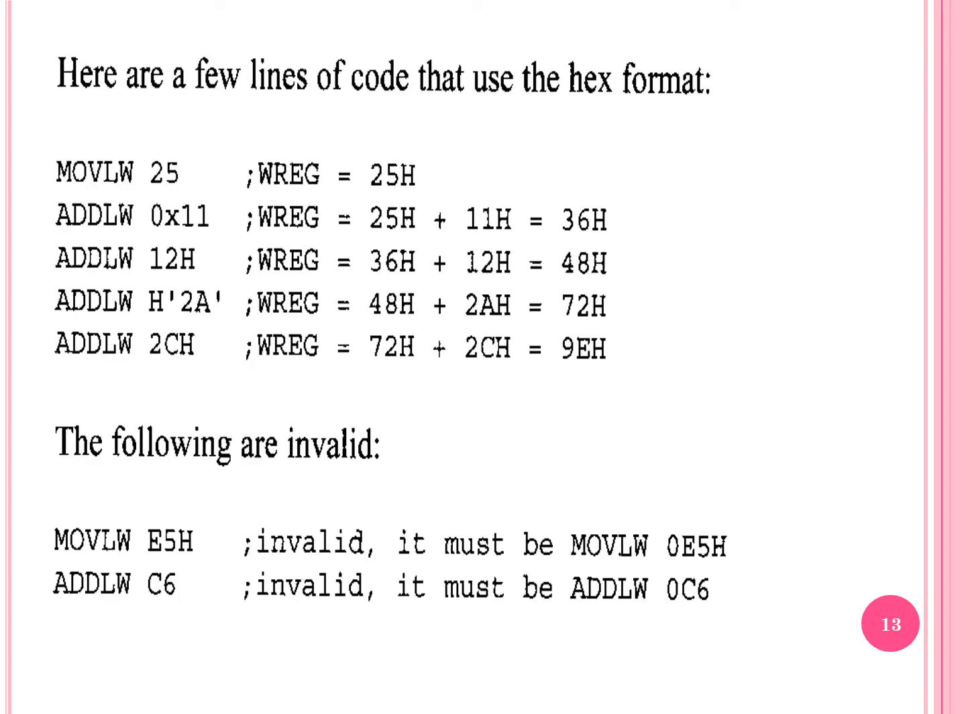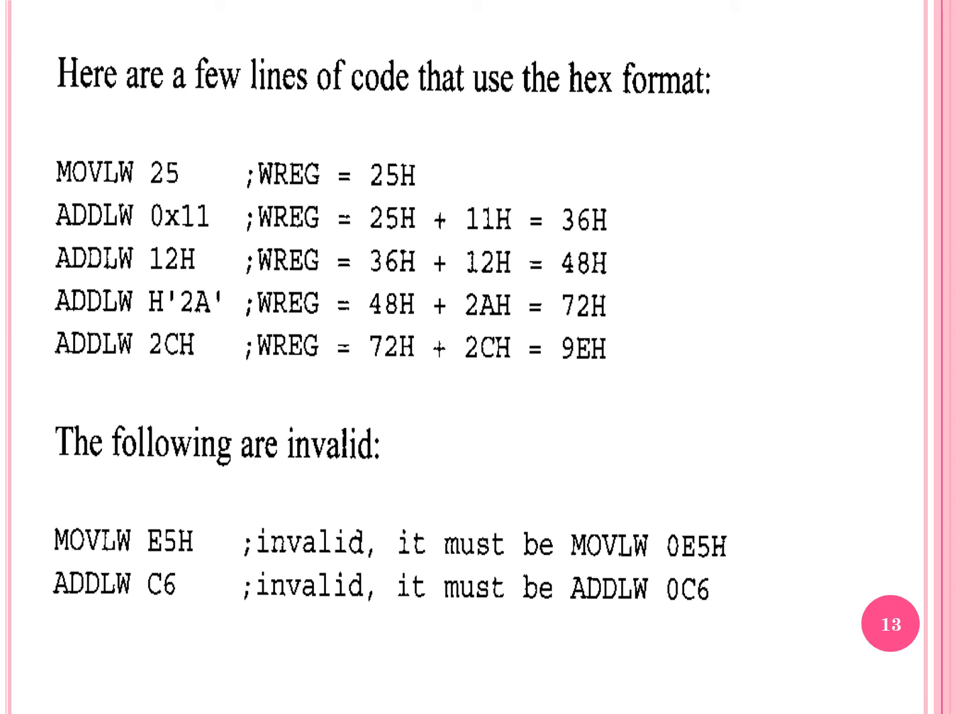Here are some of the simple representations. MOVLW 25H: WREG is equal to 25H. ADDLW 0x11: in that 25 it will add 11 hexadecimal, so it is giving 36 hexadecimal. Now once again ADDLW 12H. So in this 36H which is already there, it will add 12H, so it is becoming 48H.